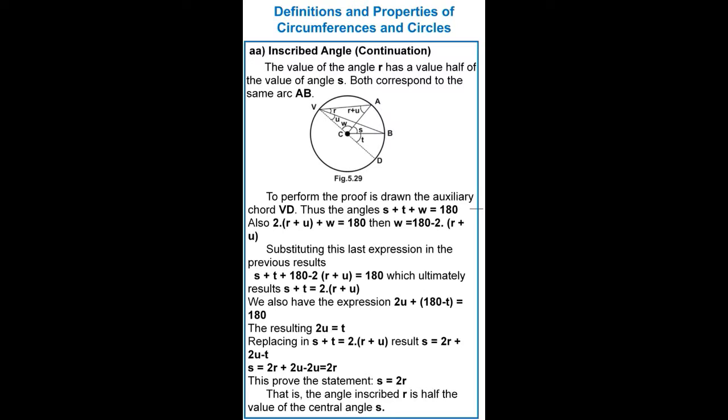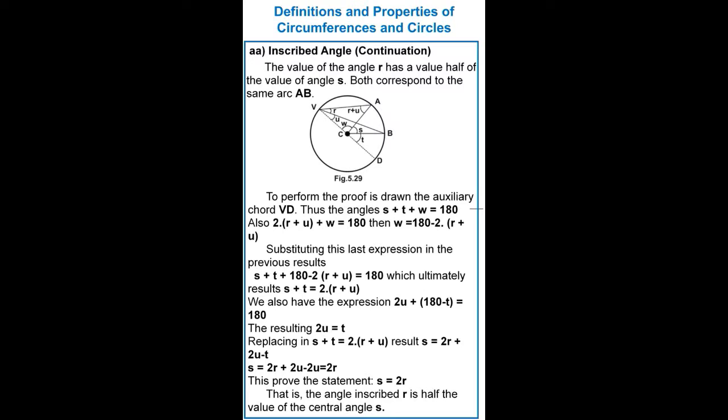The non-equal angle of the isosceles triangle is the angle W. Thus, by the definition of the sum of the interior angles of a triangle, the sum of the interior angles is equal to 2 times the value of the angle R plus U, plus the value of the angle W, resulting in 180 degrees. Then the value of the angle W is equal to 180 degrees minus double the value of the angle R plus U.